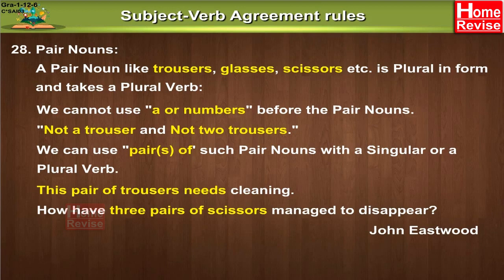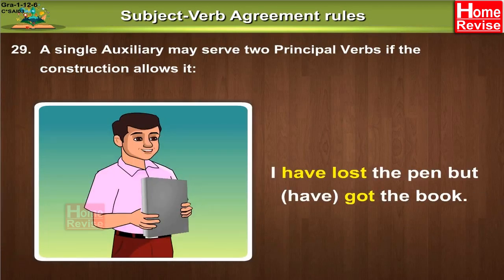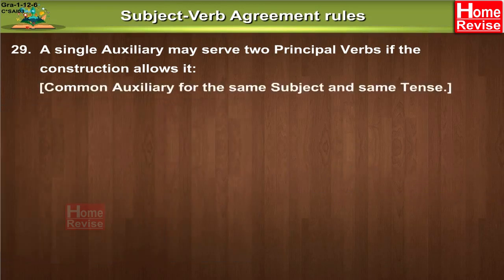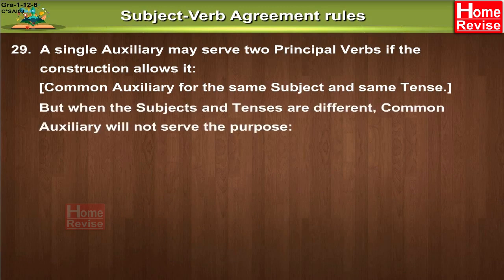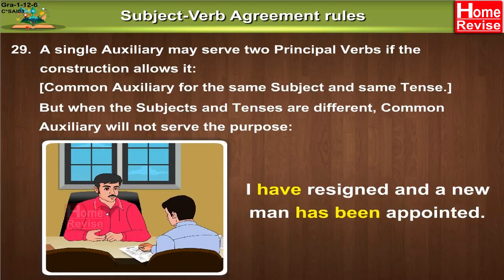29. A single auxiliary may serve 2 principal verbs if the construction allows it. I have lost the pen but have got the book. Common auxiliary for the same subject and same tense. But when the subjects and tenses are different, common auxiliary will not serve the purpose. You have retired, but your brother has resigned. I have resigned and a new man has been appointed.